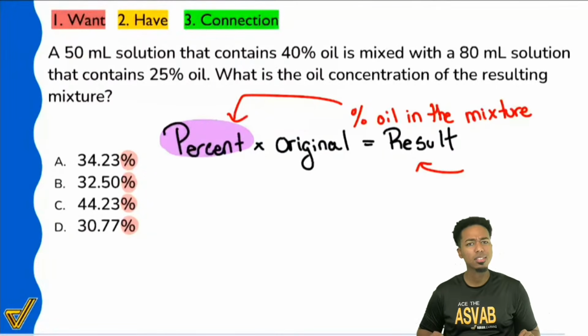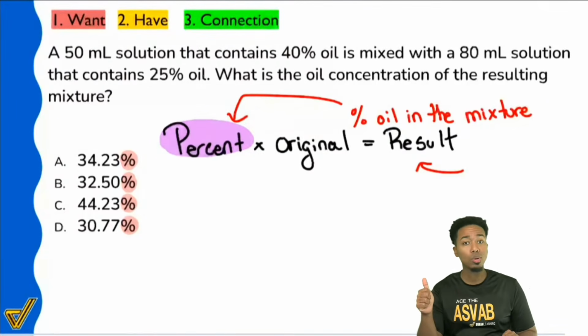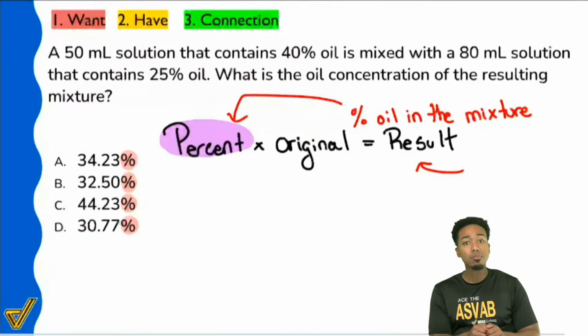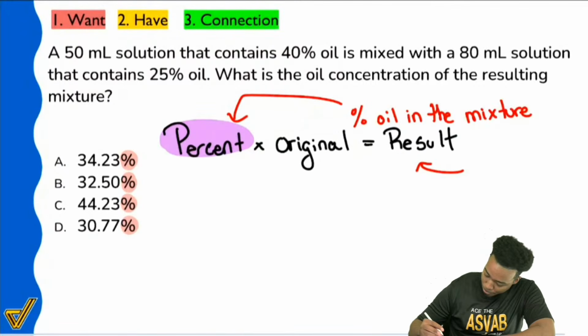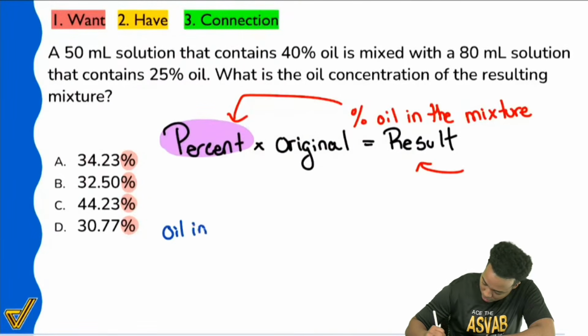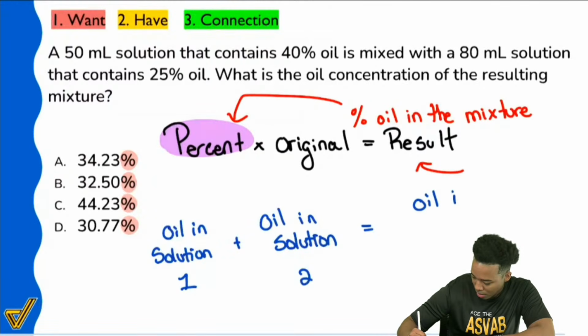Can we simplify that? Because that sounds like a lot of jargon. Basically, all that's saying is you've got solution 1, solution 2, we mix them together, we add them together, and we get this mixture. So that's the fact. Here's the fact that I'm going to draw from that. The fact is this: the oil in solution 1 plus the oil in solution 2 equals the oil in the mixture.